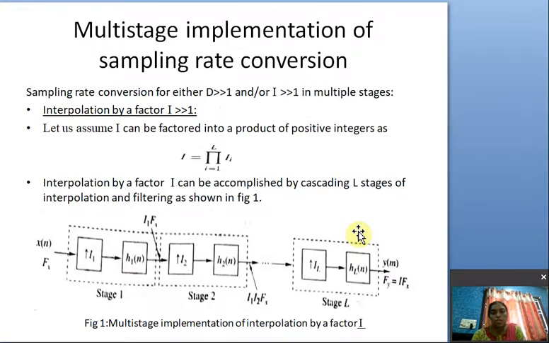Multi-stage implementation of sampling rate conversion means sampling rate conversion for either D much greater than 1 or I much greater than 1 in multiple stages. Interpolation by a factor I much greater than 1: assume I is equal to the product of I_i, i equal to 1 to L. Interpolation by a factor I can be accomplished by cascading L stages of interpolation and filtering action as shown in the figure: stage 1, stage 2 and so on up to stage L. Use the block diagram for interpolation in each stage. Here is the input x(n), then you get the output y(m), where the output rate F_y is I times F_x, where I is the product of the I_i.